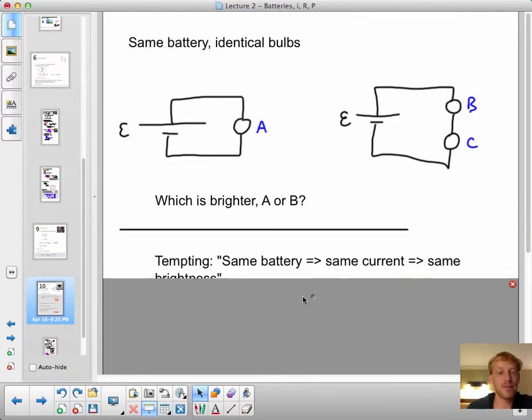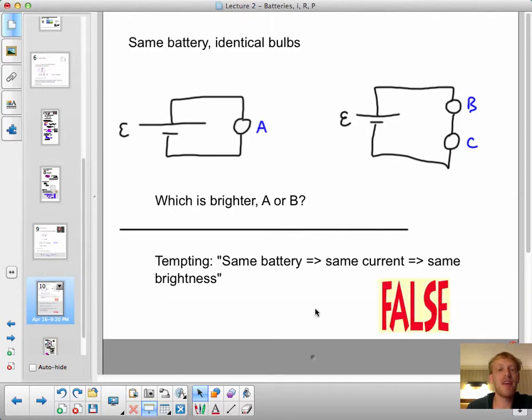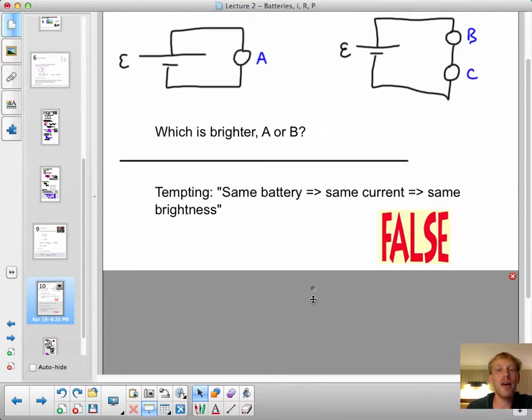Okay, here's the answer. Here is something that is very tempting to say. Oh yeah, well, it's the same battery in both situations, so the same current has to flow, and so that means that bulb B is exactly as bright as bulb A. No, false, not true. Why is it not true? Because it's not true that the same battery will always produce the same current. That's not what batteries do.